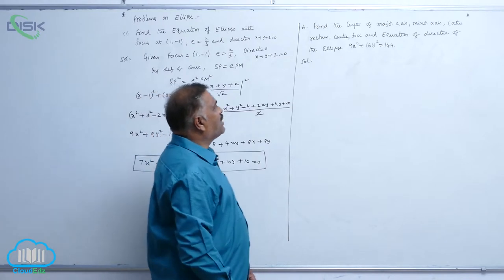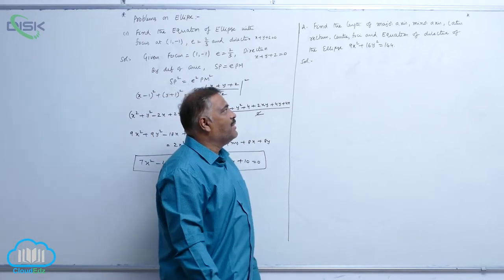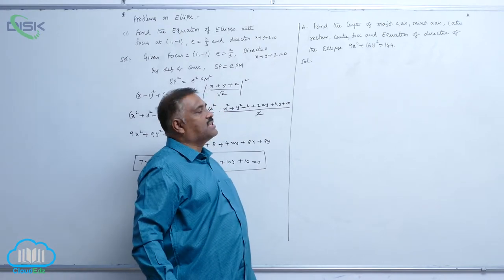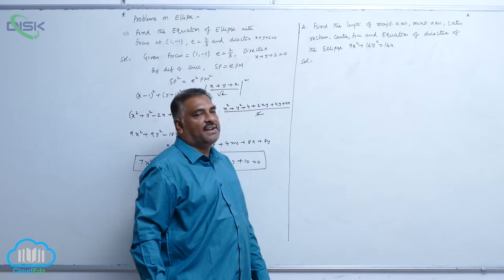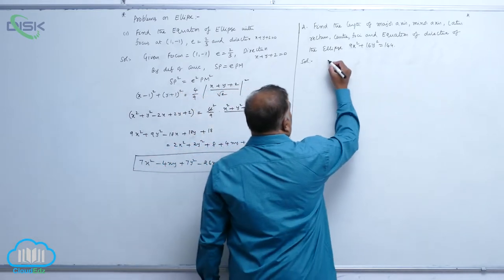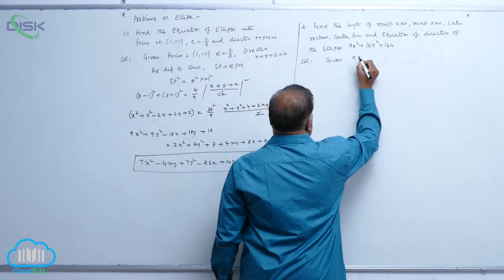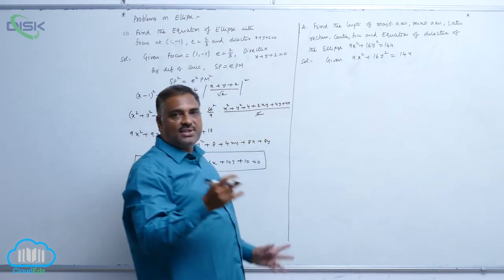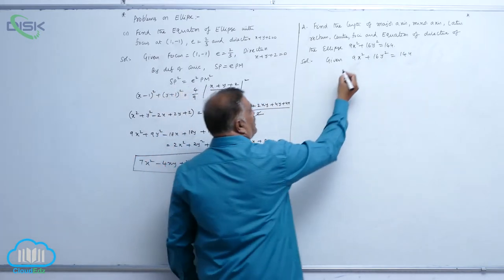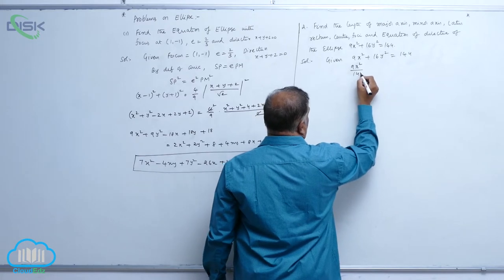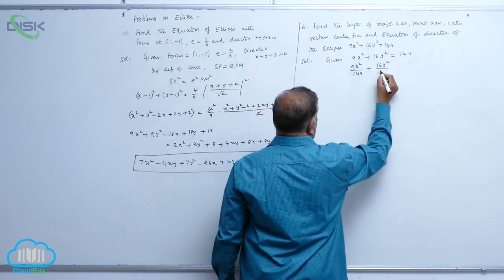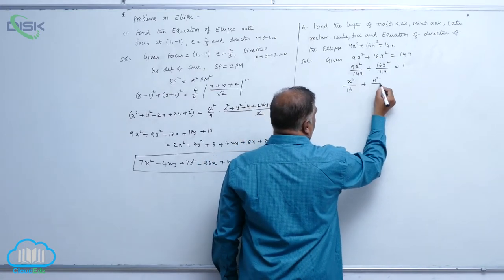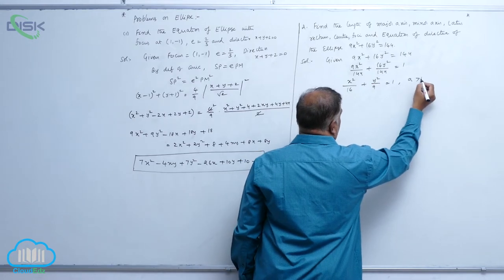Next, coming to one more question: find the length of the major axis, minor axis, latus rectum, center, foci and equation of directrix of the ellipse. Now the first given ellipse is 9x square + 16y square = 144. Now reduce this equation into standard form. This is 9x square by 144 + 16y square by 144 = 1, so x square by 16 + y square by 9 = 1. Clearly a is greater than b.